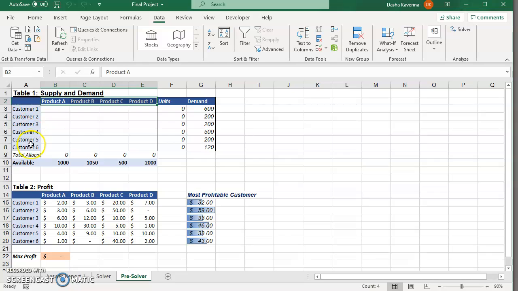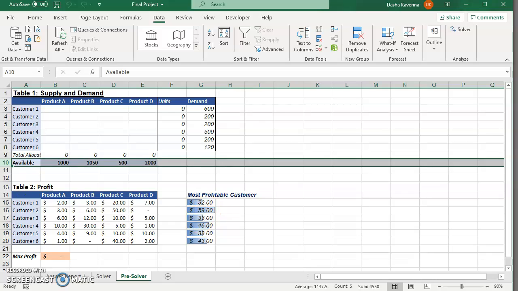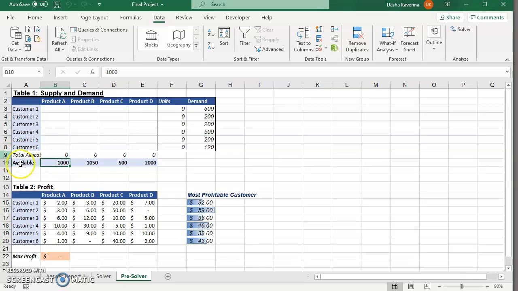Now, this is just a sample. It's obviously not the full picture of how many products we have on acute market shortages, and this is not how many customers we need to allocate them to. It's just for the purpose of this assignment. In row 10, I have how many units of each product I have available to supply. So we just won't be able to go over this.